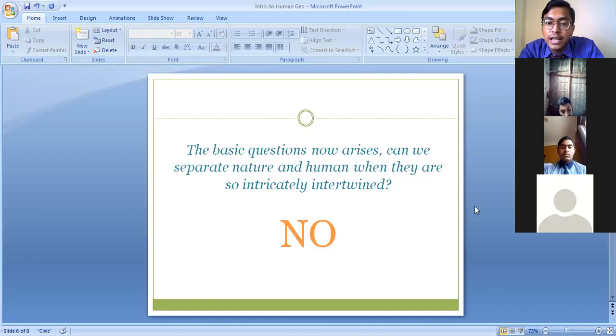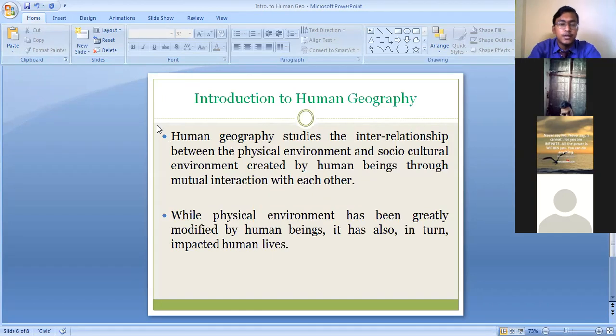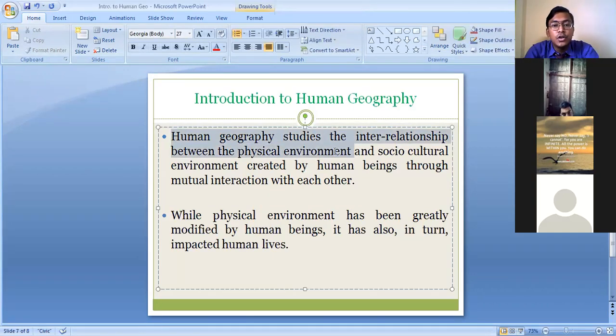On the other hand, the various kinds of natural aspects have been influenced. We human beings have caused a lot of changes to the nature. We have changed many natural physical features on the earth because of human activities. So here you see that human geography studies the interrelationship between the physical environment and the socio-cultural environment created by human beings through mutual interaction with each other.